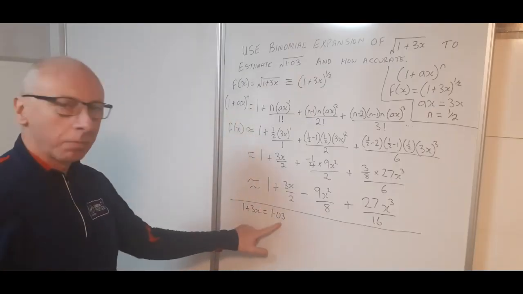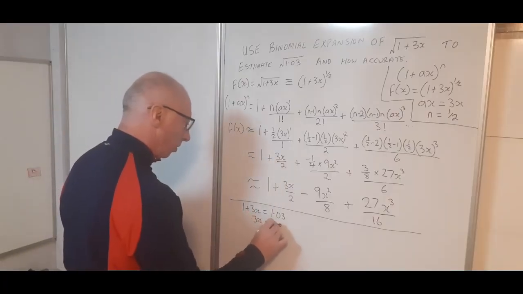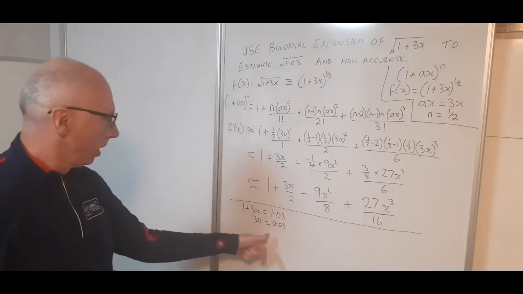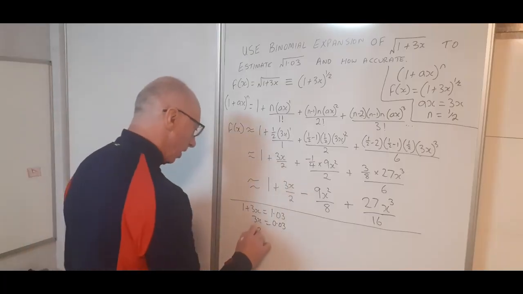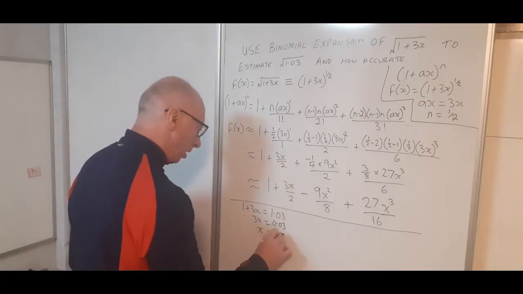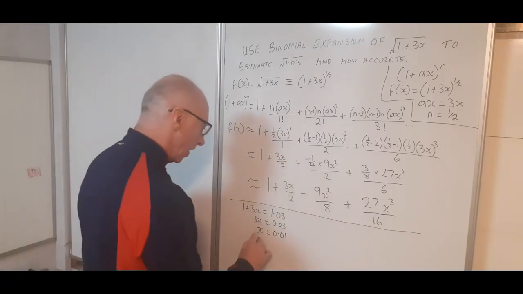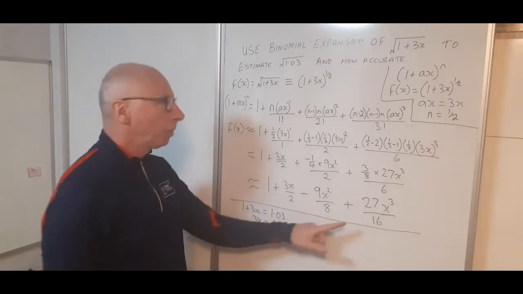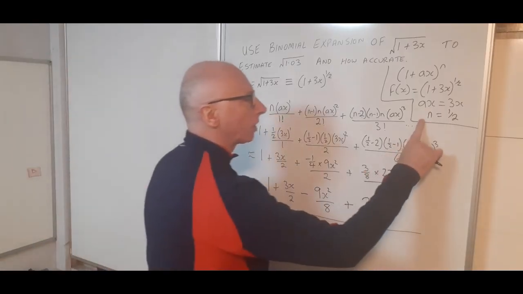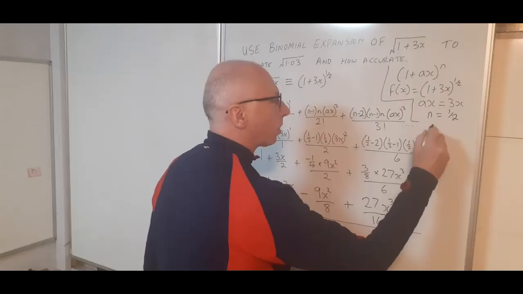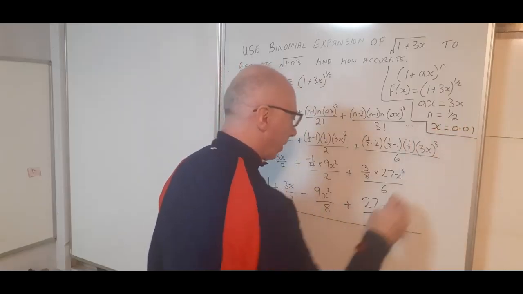So subtract 1 from both sides. So 3x equals 0.03, subtracting 1. And then x will equal 0.01, dividing both sides by 3. Okay, so what we're going to do now is take this x value and plug it into my expansion. So I'm going to make a note of that over here. So use x equals 0.01.